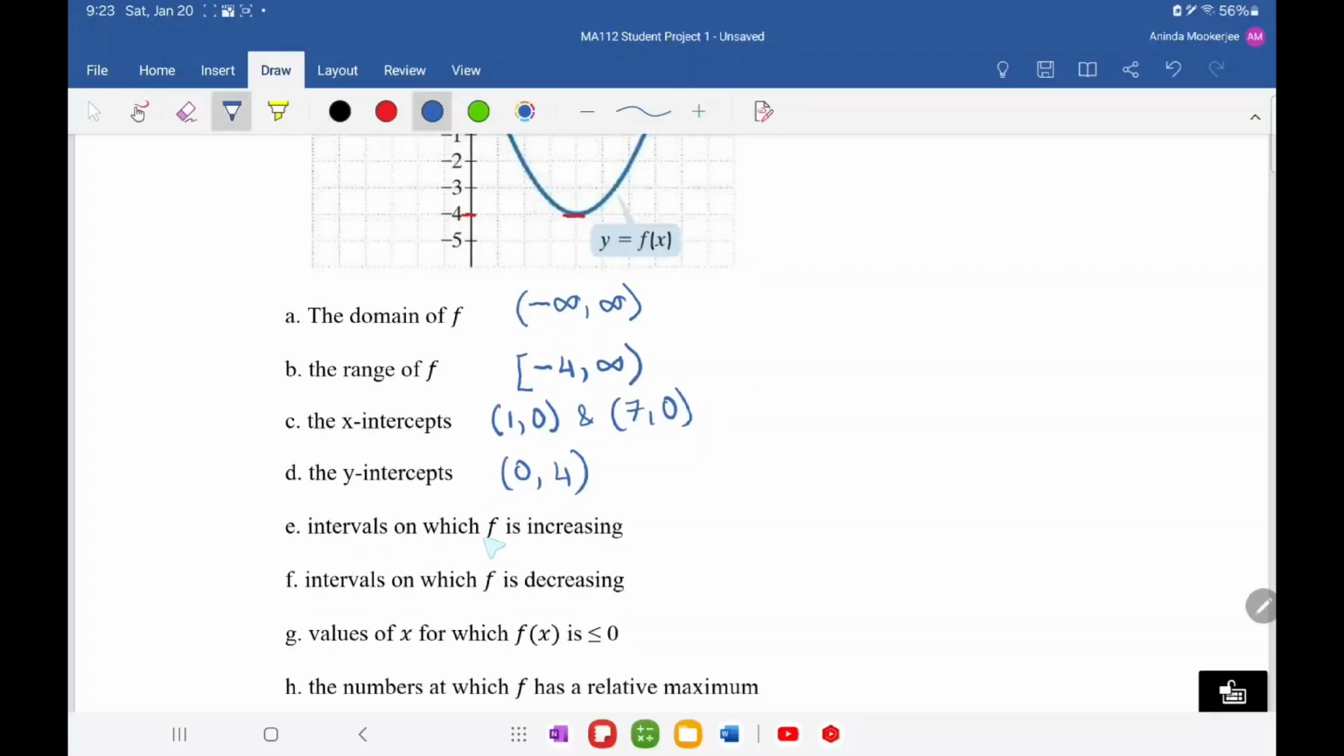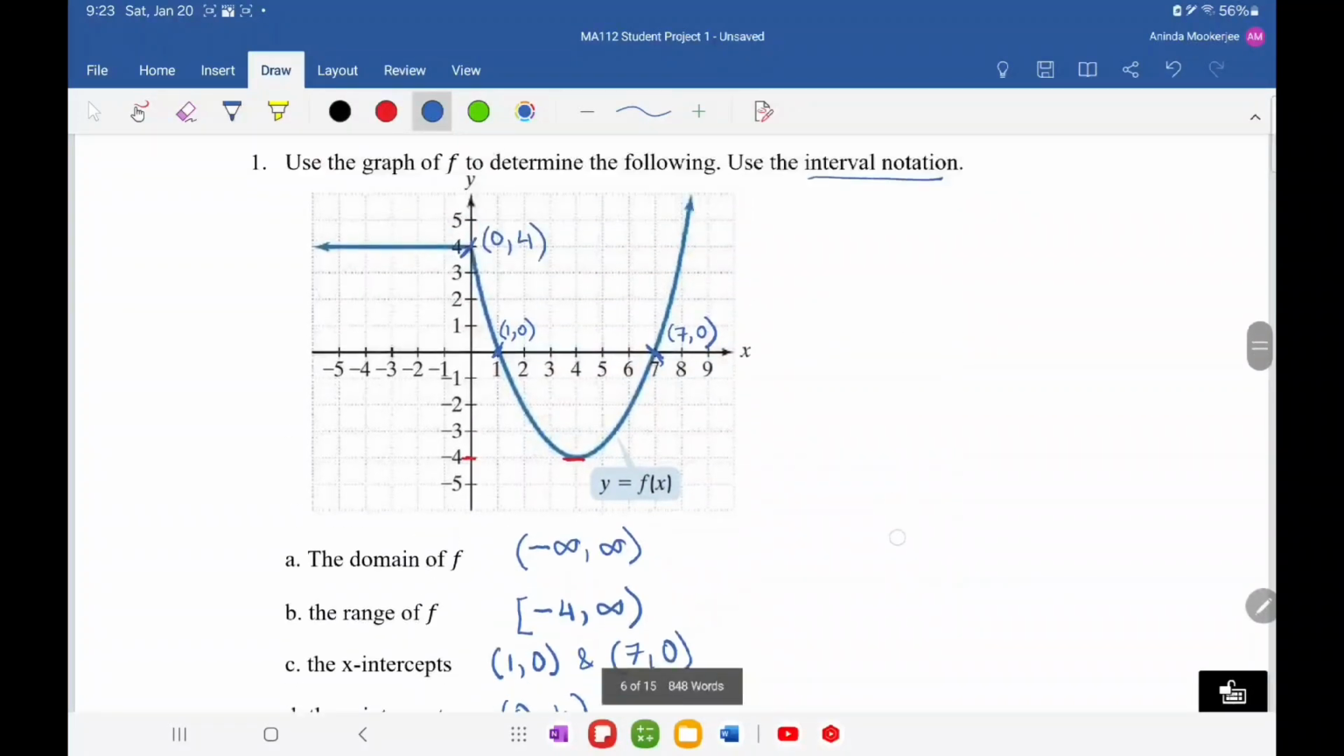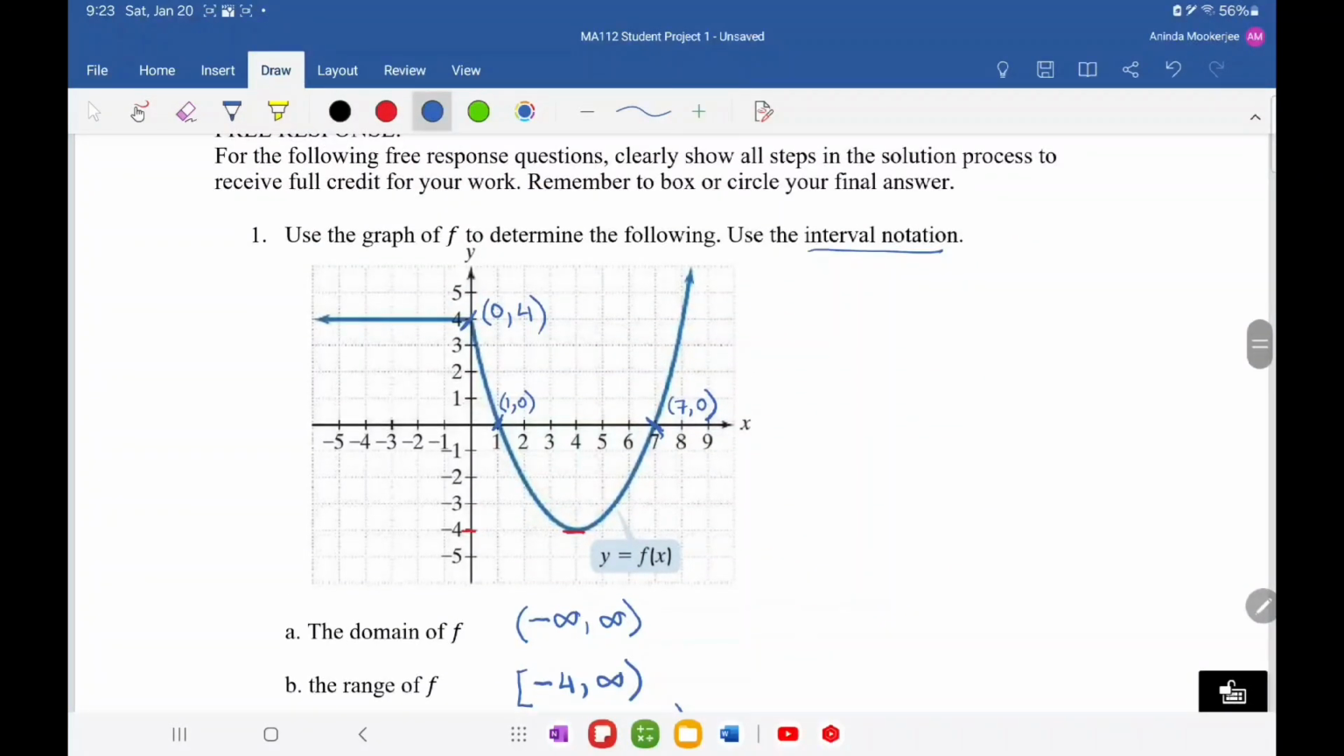Intervals on which f is increasing. So when it says intervals, that means on the intervals on the x-axis. All right? Intervals on the x-axis. So let's see, f is increasing. Where is f increasing? Where is the function increasing?